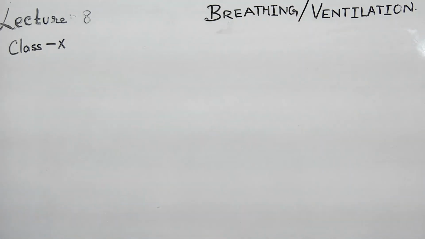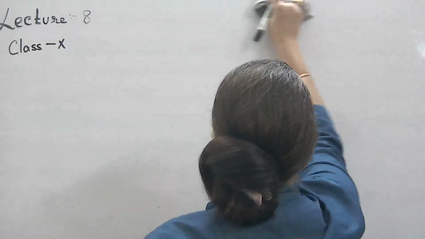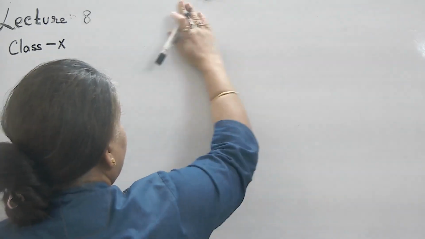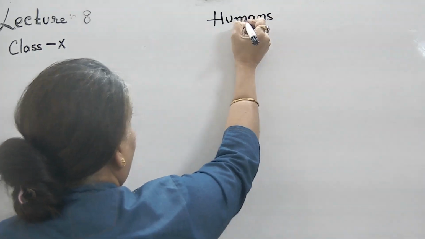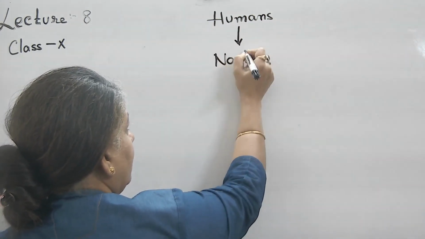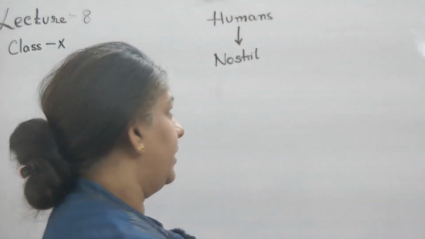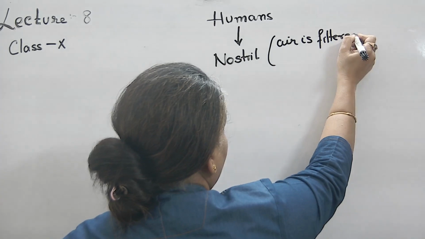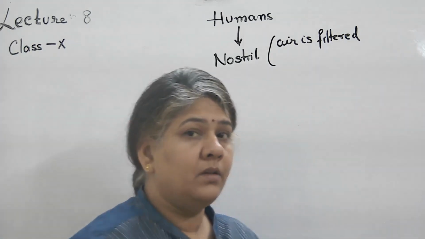We take in oxygen through our nostrils. So in case of humans, the air is taken in through the nostril. First air enters the nostril. Here there is a mechanism or provision to filter the air. Air is filtered by the help of fine hair-like particles or hairs that are present, and also mucus that lines the nostril.